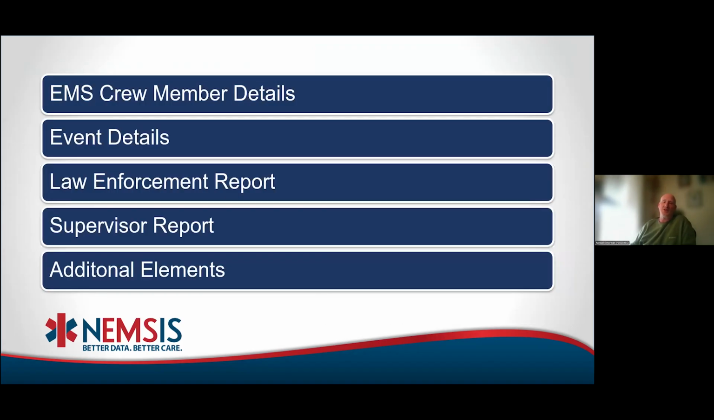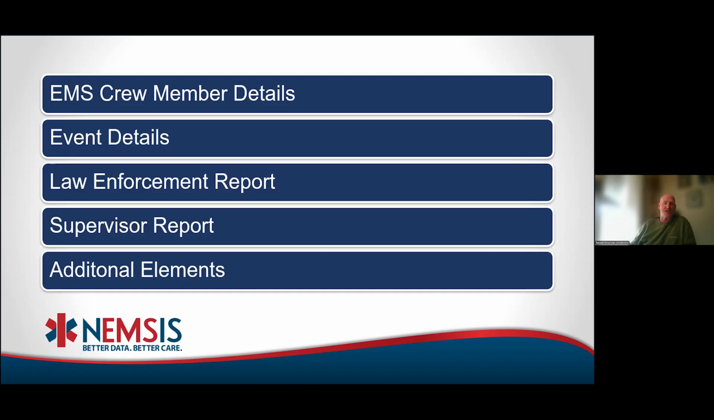And so with this form, we have 5 major sections. There's the EMS crew member details, there's the event details, law enforcement report, supervisor's report, and then there are some additional elements around flagging for dispatch, or possibly pulling over some of the impression fields of what was going on with the patient.